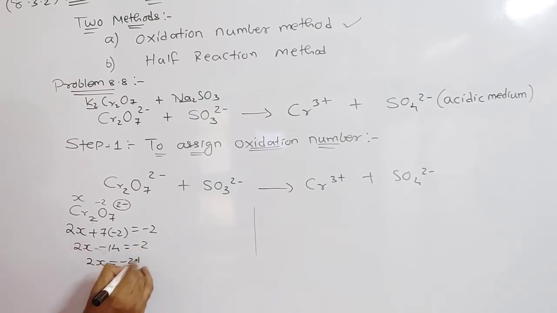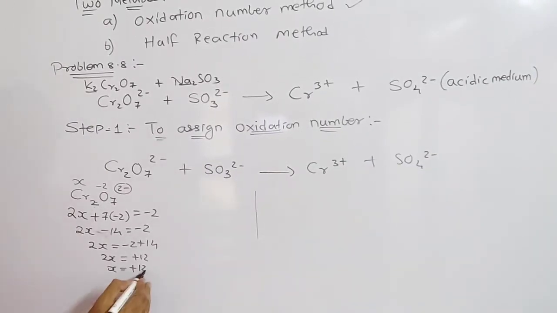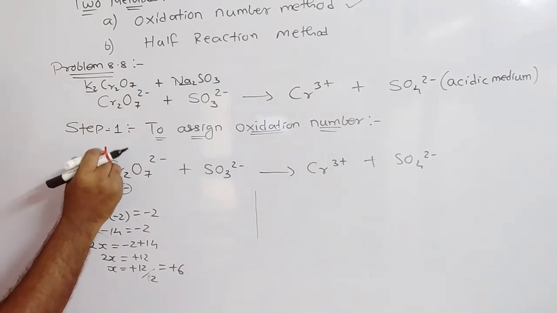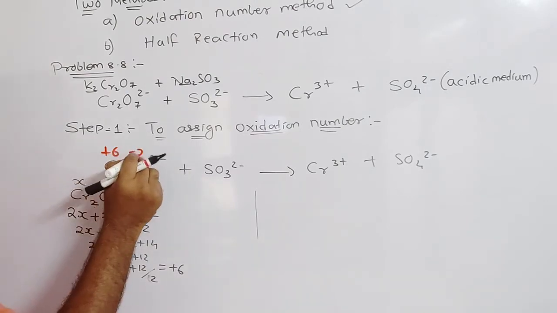2x is equal to -2 plus 14. 2x is equal to plus 12, and x is equal to plus 12 by 2, which is equal to plus 6. So here the chromium oxidation number is +6. Oxygen we have taken as -2.